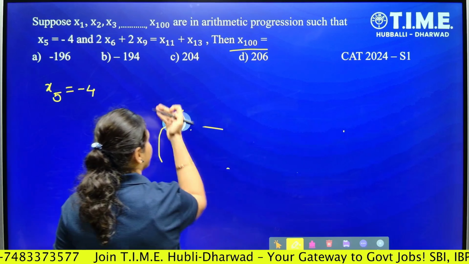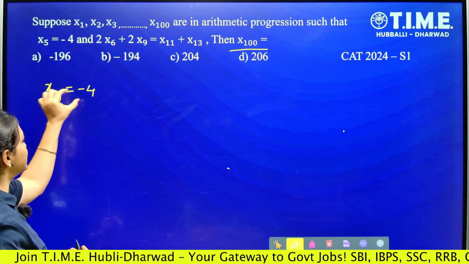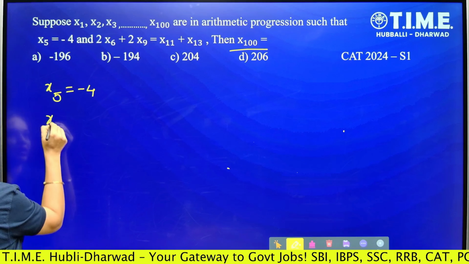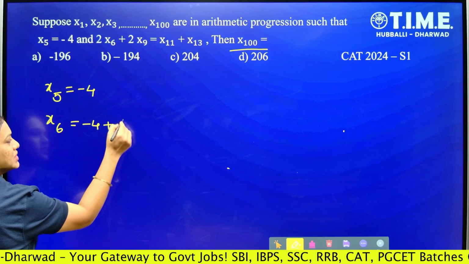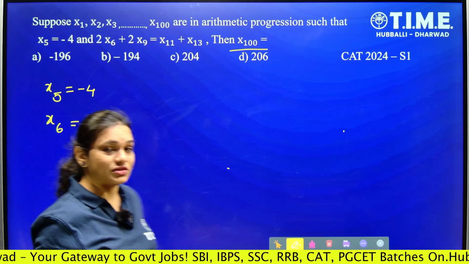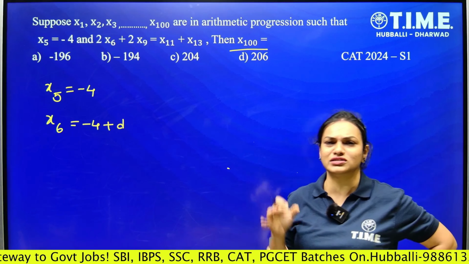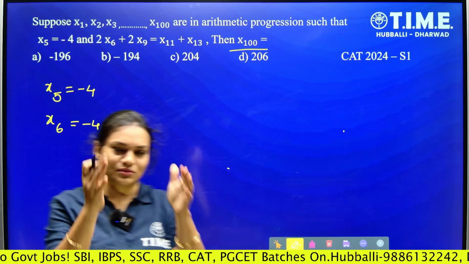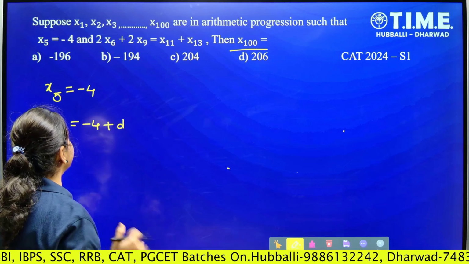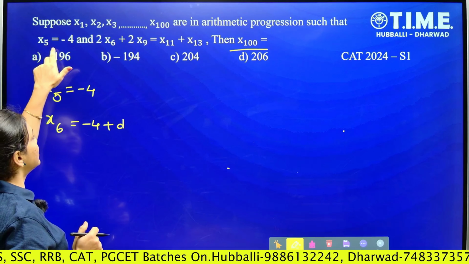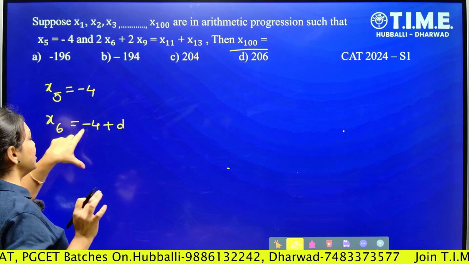in this question, the 5th term is given: the 5th term is equal to -4. And what can be the 6th term? The 6th term is -4 plus d, am I right? Yes, of course. In this given question, he has not given d; the common difference is not given. Still, we can solve this question, but try to understand the concept here. Analyze this question first. Based on the 5th term he has given, x5 we can write as -4, and the 6th term is -4 plus d.